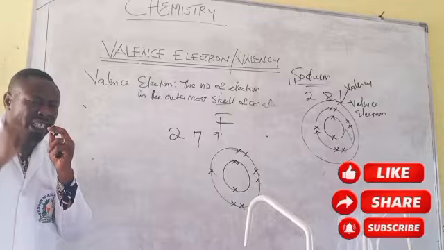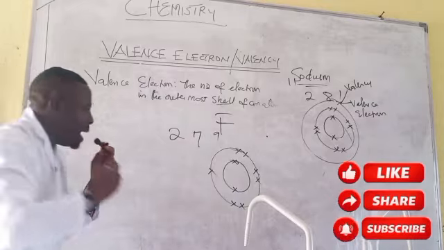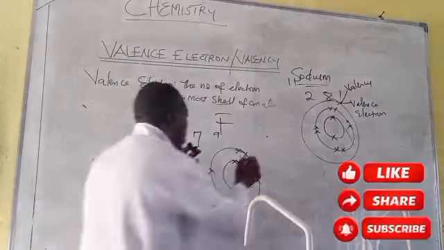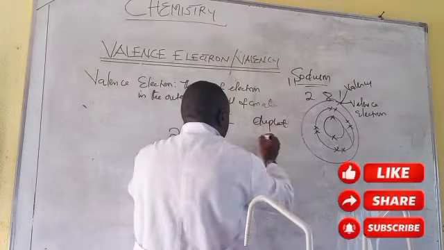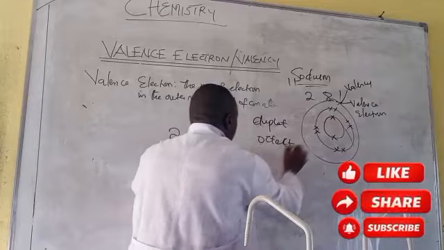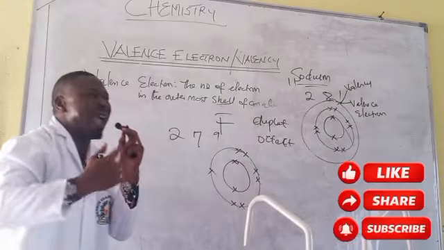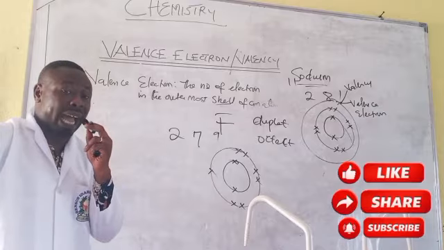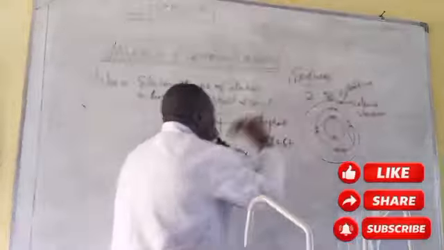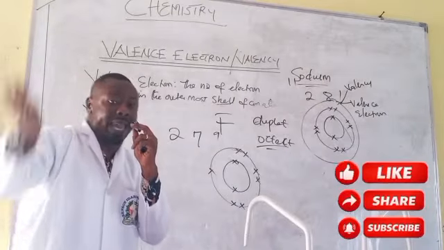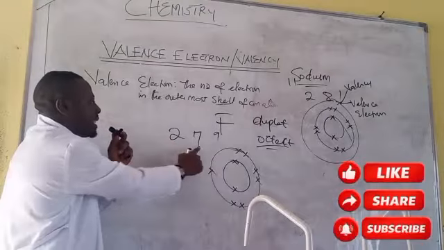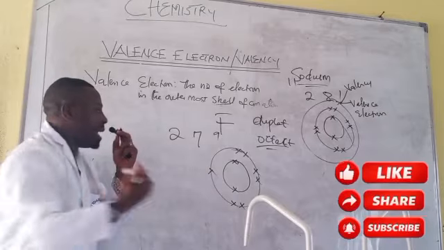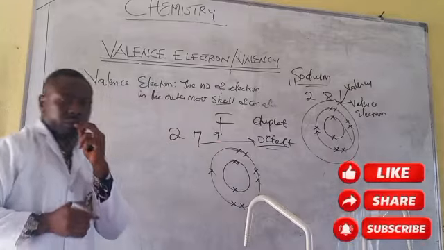Non-metals gain electrons. This must be noted. That's what we call the octet and the duplet rule. Please take note. The duplet rule is a rule where atoms tend to complete their shell by 2 exactly, while the octet rule is when an atom completes its shell by 8. For example, now I'm having 2, 7 here. So I need 1 electron to add to 7 to become 8. I will call that the octet rule.